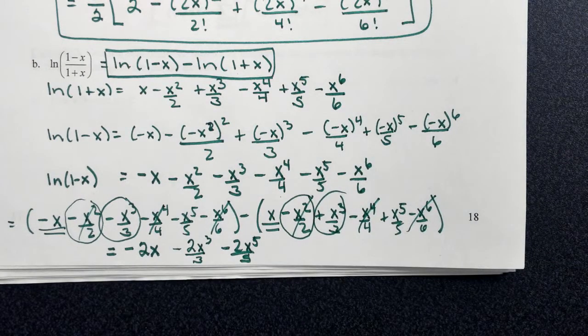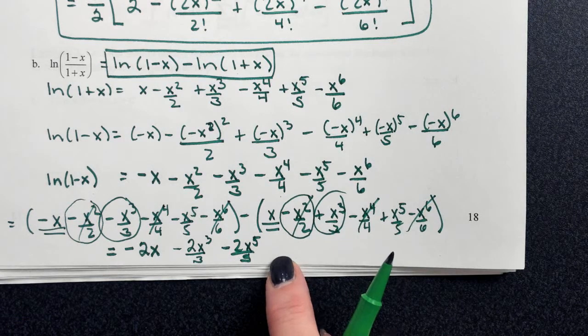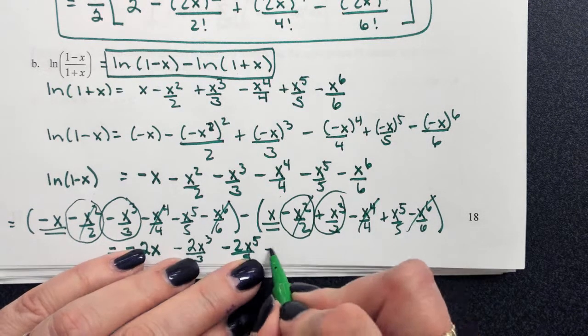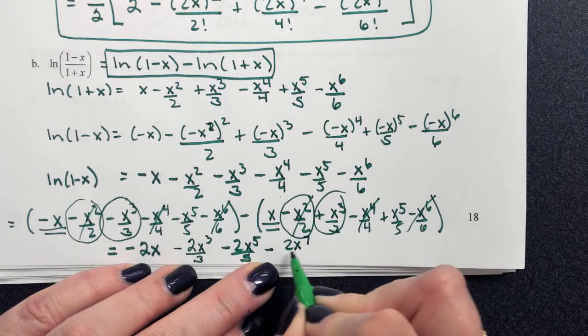Do I have enough terms? No. What are the directions asking me for? They're asking me for 4. So what's this next term going to be? Negative 2x to the 7th over 7.